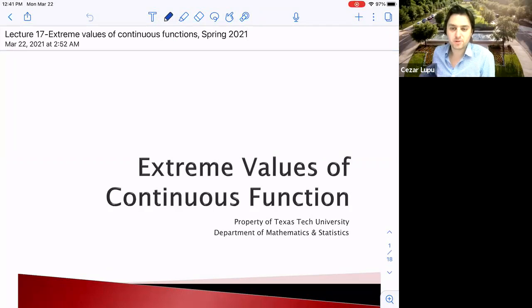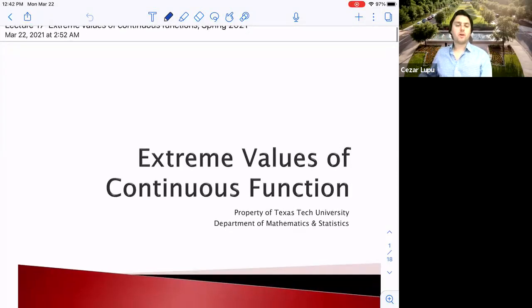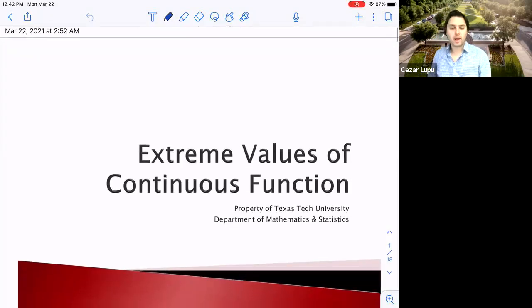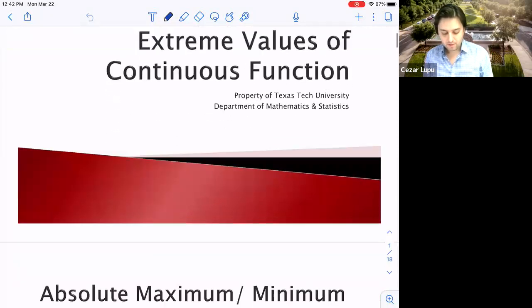This will be much more interesting material, and I would say this chapter and the next chapter will be the most important 2 chapters of this course. So I would suggest you pay attention really closely to these 2 chapters. All right. So first, let's talk about absolute maximum and absolute minimum.